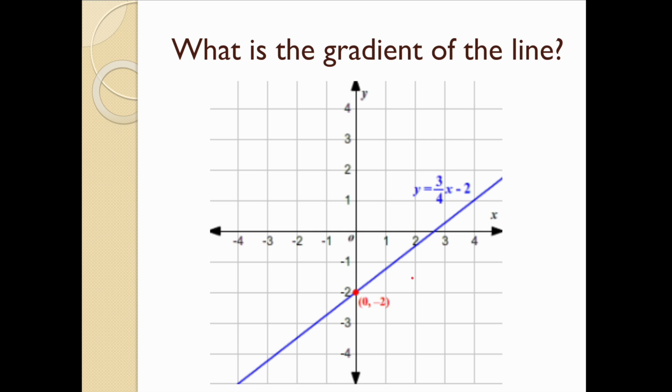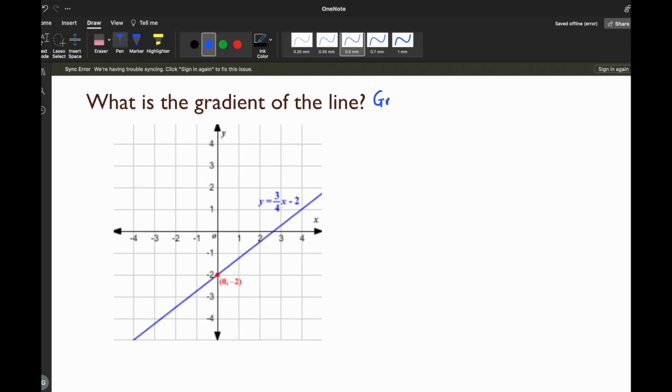All right. So let's talk about gradient. Now, we're going to understand how to use that formula we spoke about earlier. So that formula was a change in y over the change in x. So the gradient is essentially equal to the change in y over the change in x, which is y2 minus y1 over x2 take away x1.